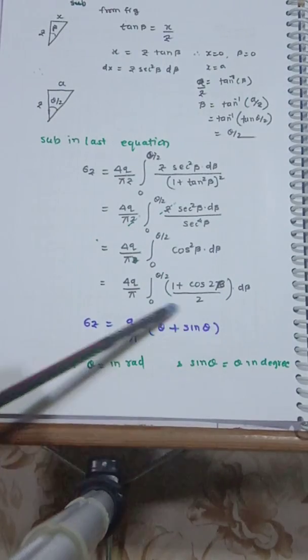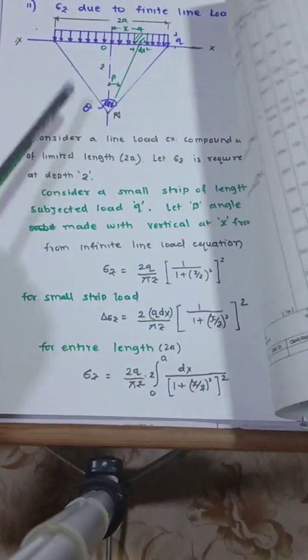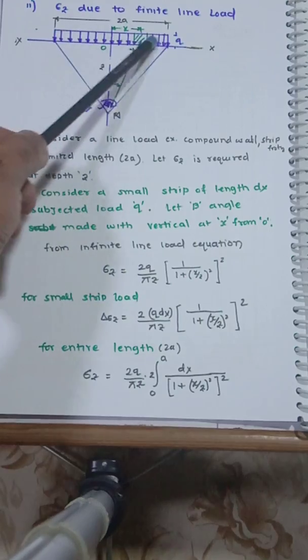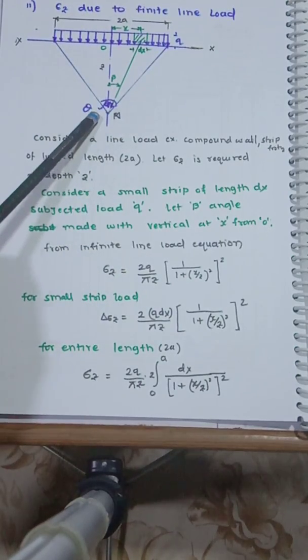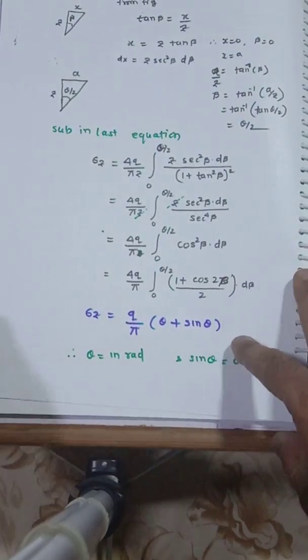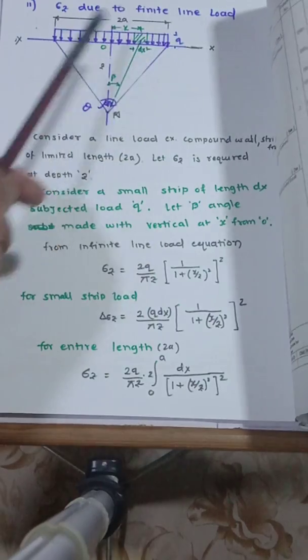So the stress calculated at exactly the center of this finite line load at a depth z is given in terms of a and theta. This theta is nothing but the total angle subtended by the edges.